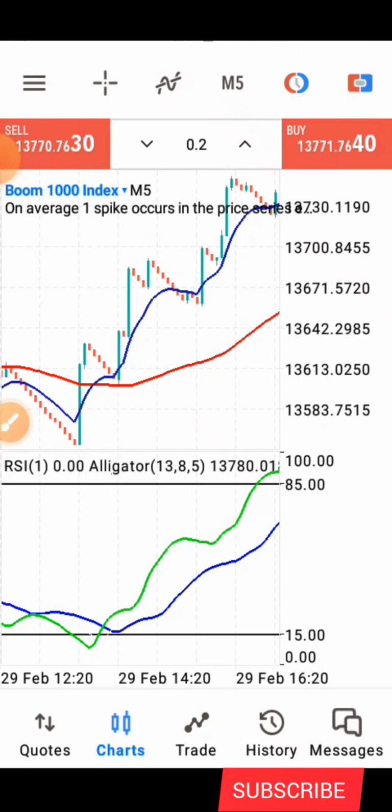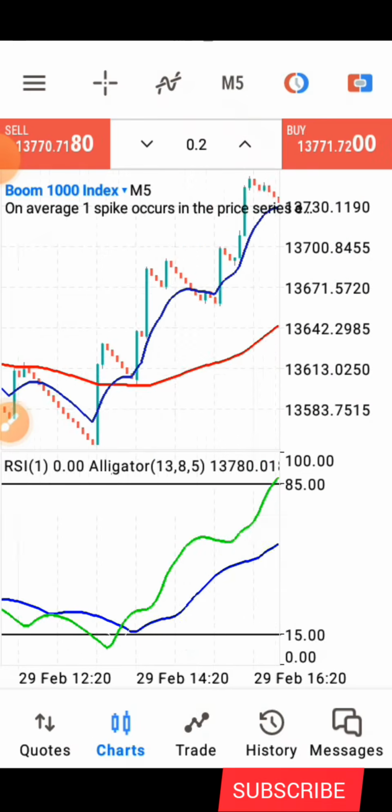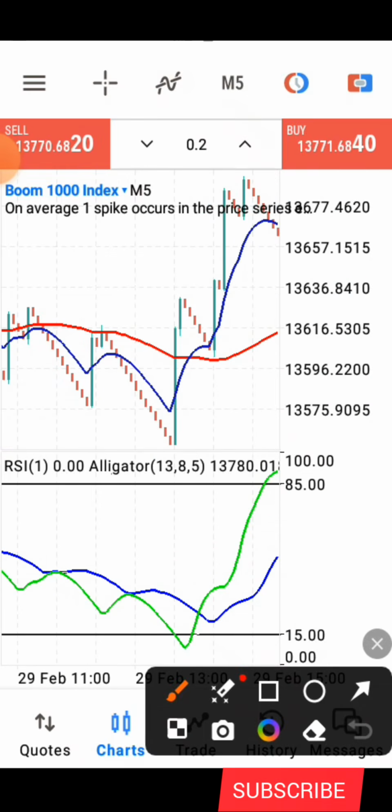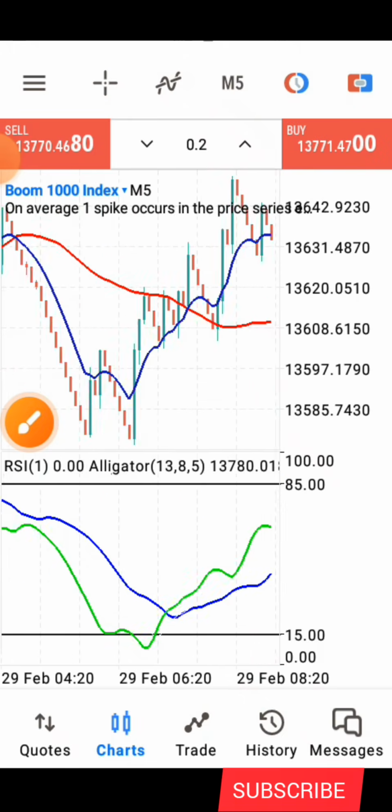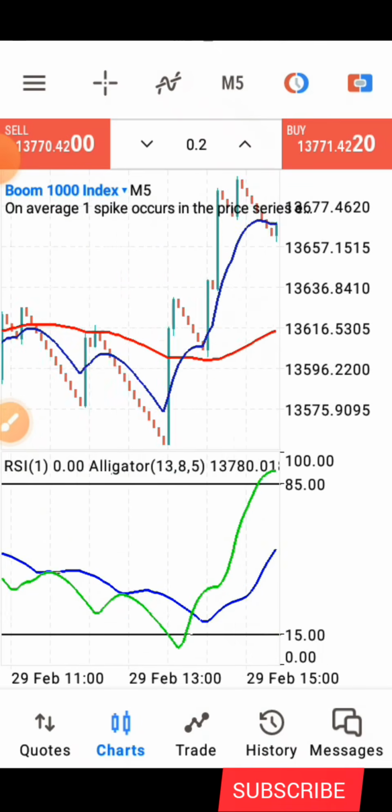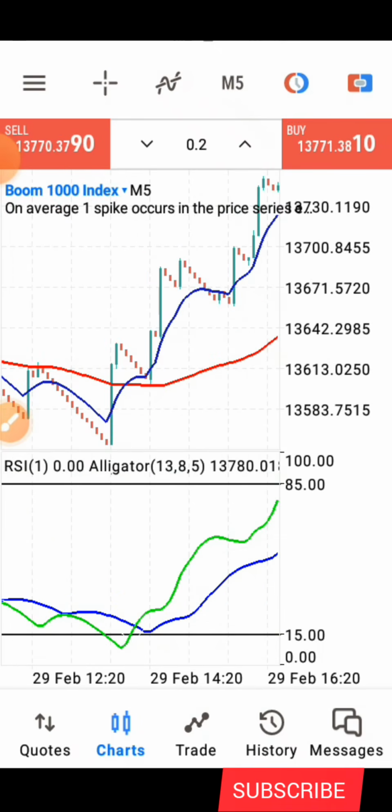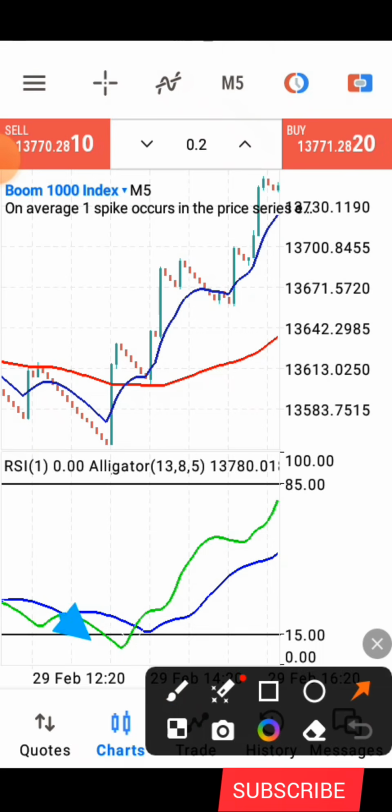This is a very simple strategy to understand. First you are going to take note of this. You see that the green line here is touching the oversold level, which is the 15 level. What you are to do with this strategy is wait for it to get to the oversold level. Whenever you see the 15 level touched by the green line, you wait for the green to cross above the blue line here.